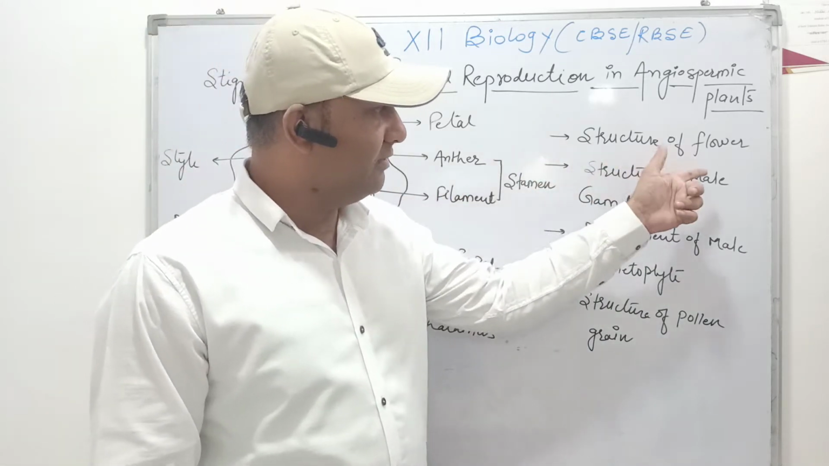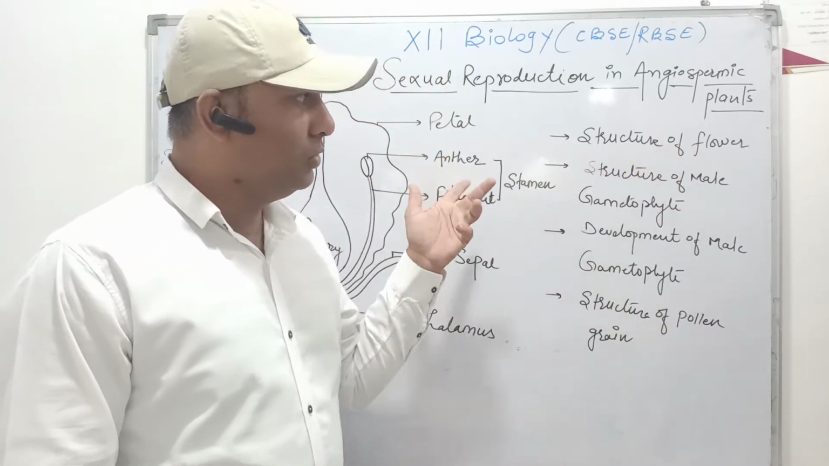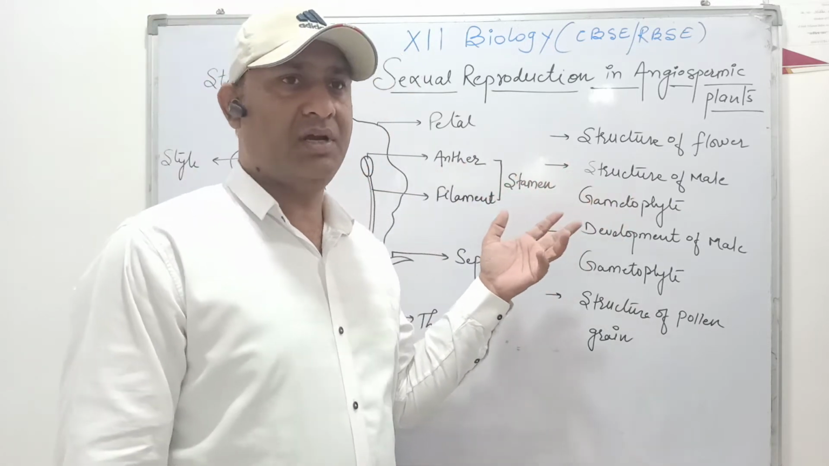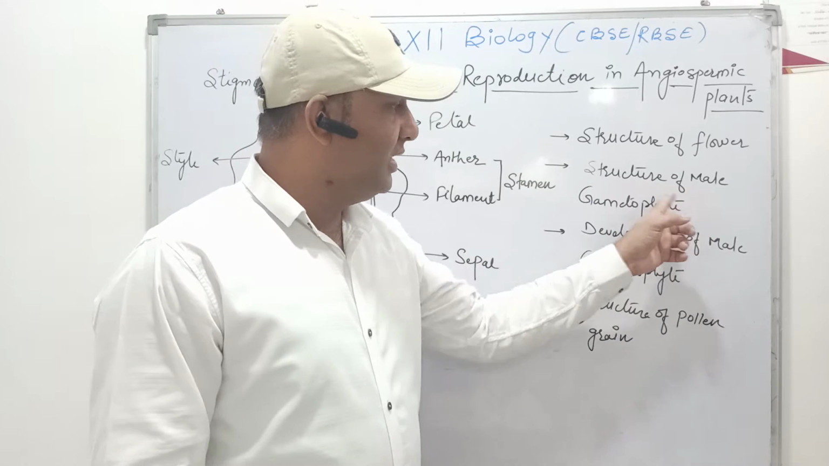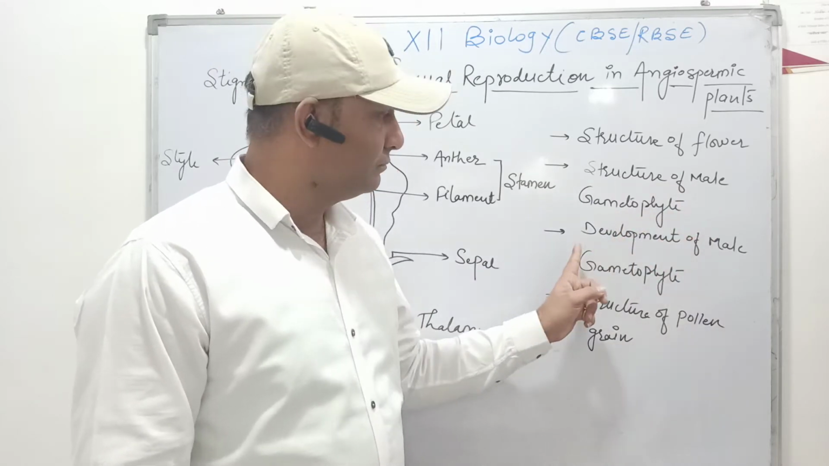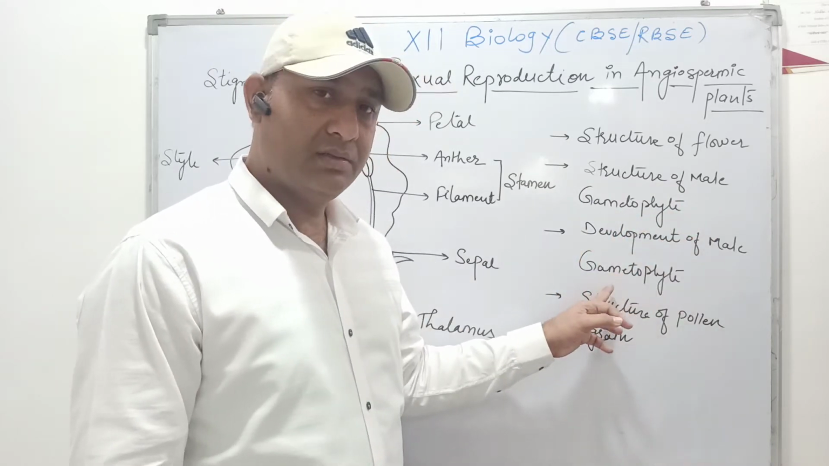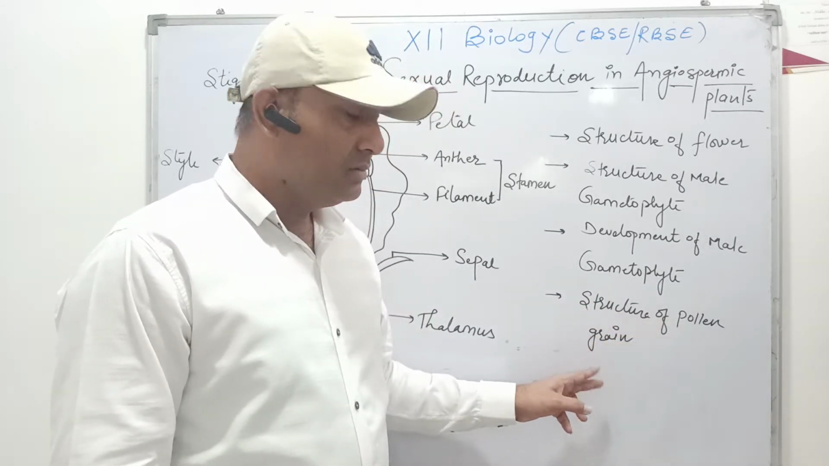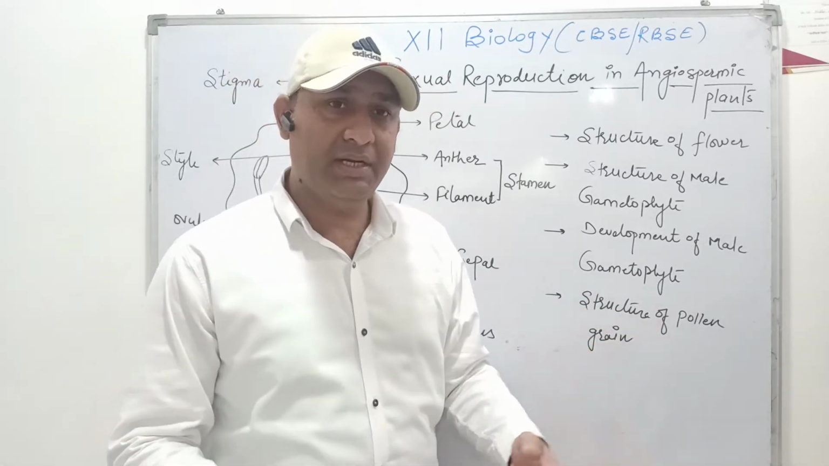First, structure of flower. That means you have to learn the terminology related to the flower. Many names are difficult. Second, structure of male gametophyte, then development of male gametophyte. Third, structure of pollen grain. Next, function of pollen grain.